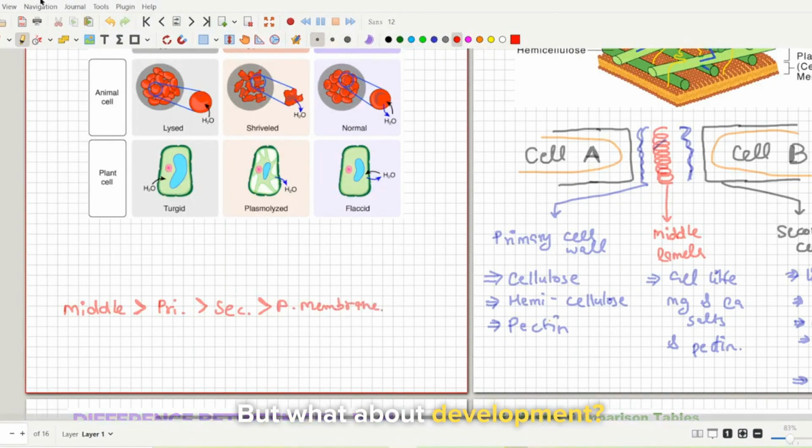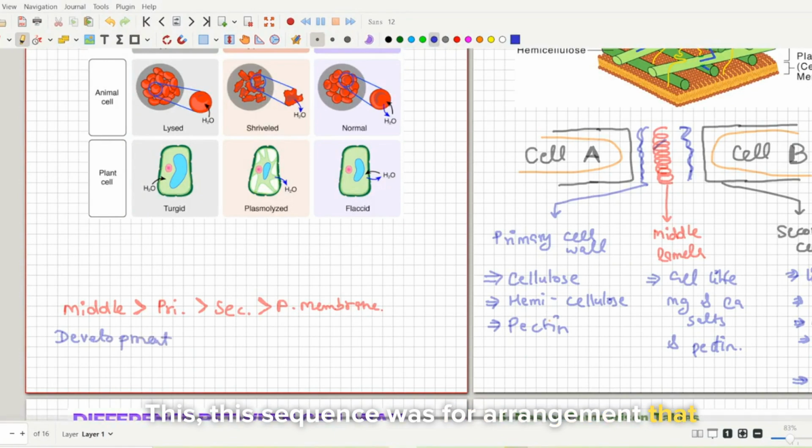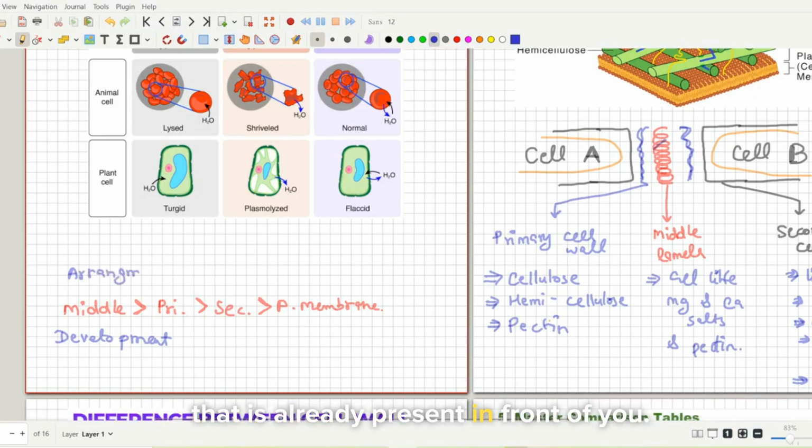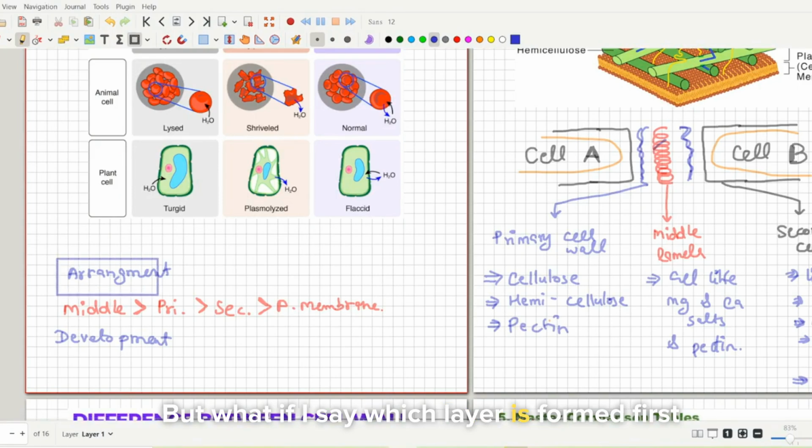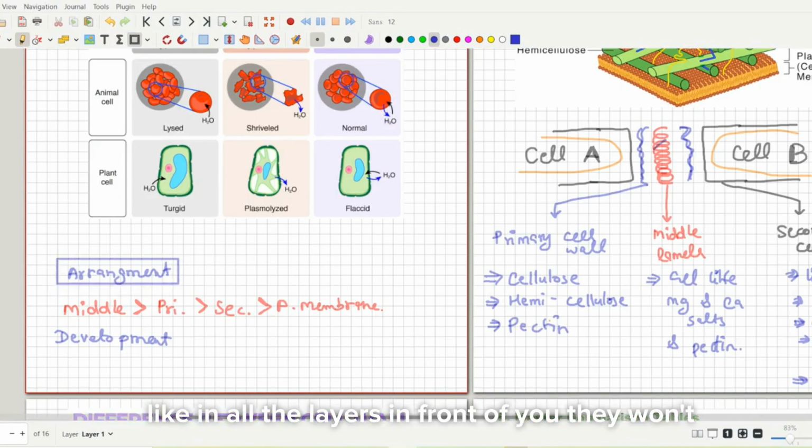But what about development? So what do you mean by development? This sequence was for the arrangement that the cell contains. This was the arrangement that is already present in front of you. But what if I ask which layer is formed first? Not all the layers in front of you form first.